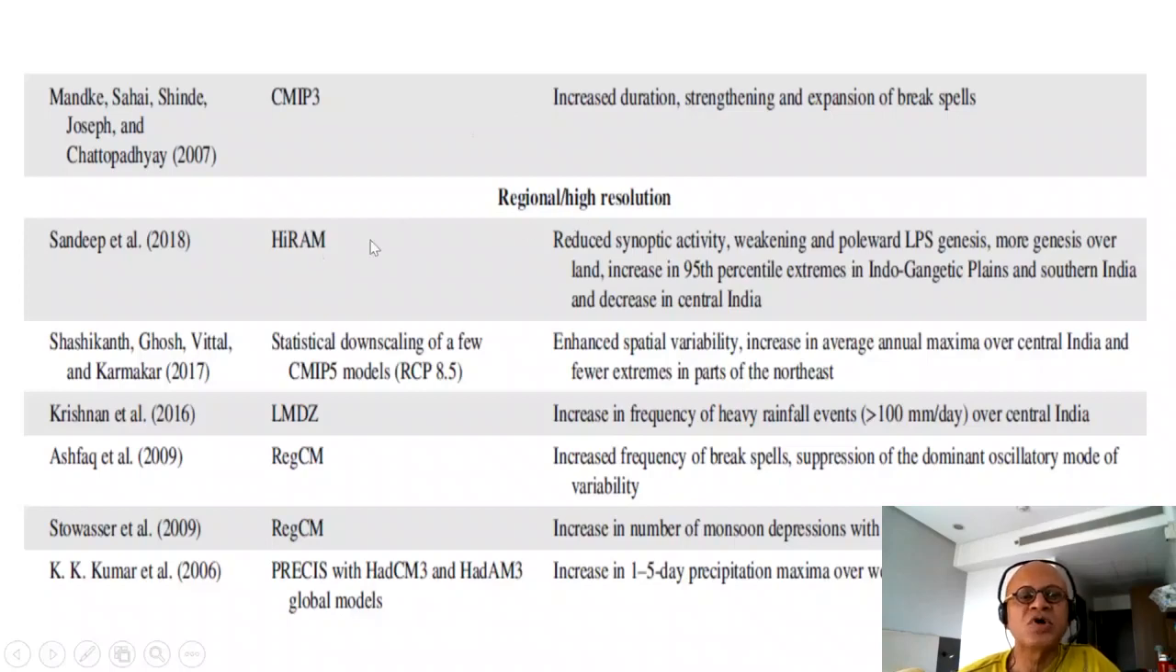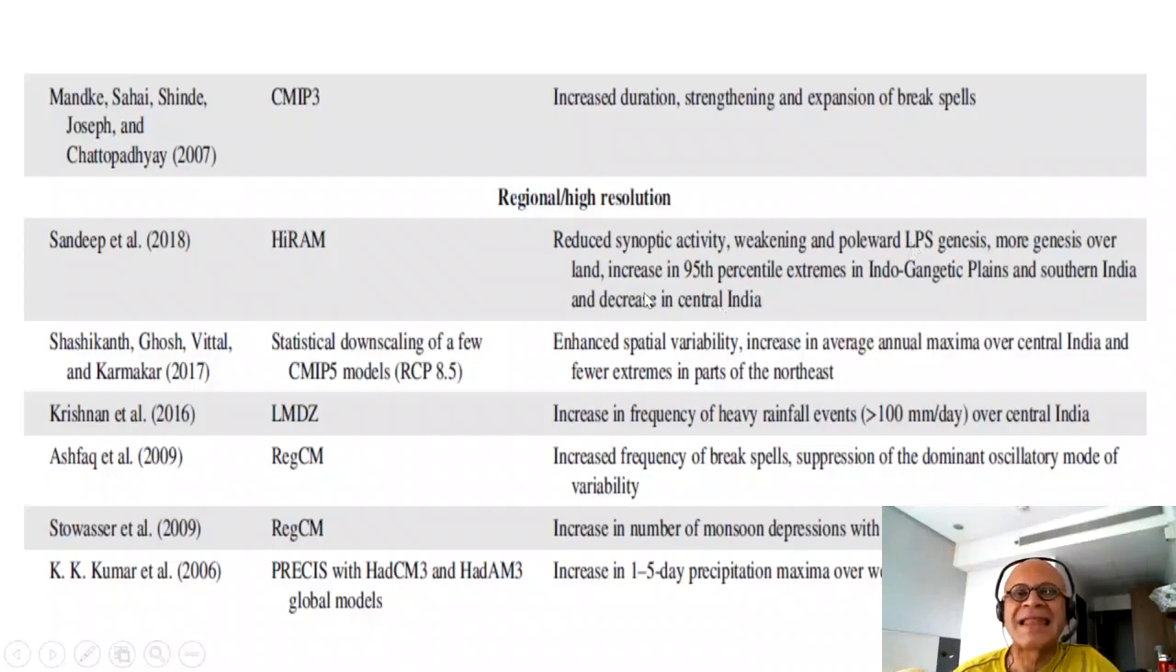Regional high resolution models, so these are kind of dynamically downscaling models, so they are constrained by global models. One has to keep that in mind because the forcing global model giving boundary conditions may make a difference as well. So Sandeep et al. Reduced synoptic activity, so you can think of them as low pressure systems at 3 to 10 days. Weakening and poleward LPS genesis, so the low pressure systems were generated more in the northern Bay of Bengal.